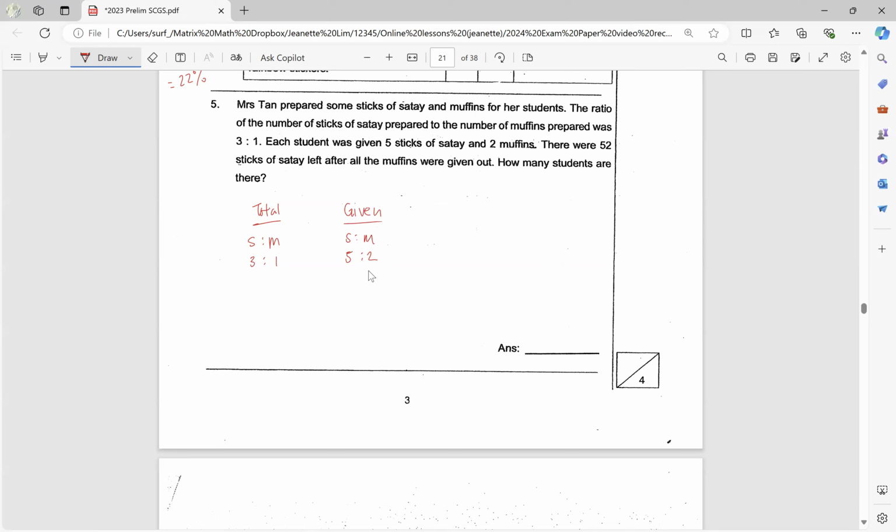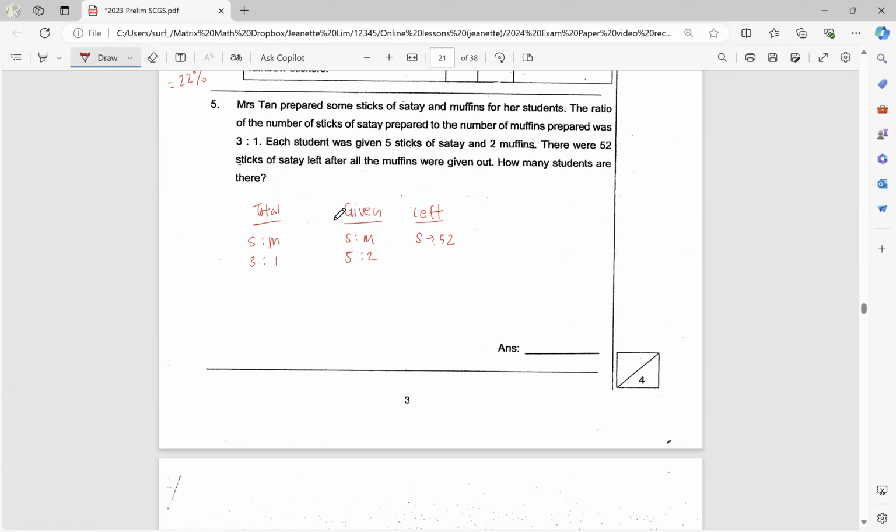However, what is left, right? For satay, it's 52 sticks. But for the muffins, nothing is left. Okay, so first, let's find the common base between these two ratios.